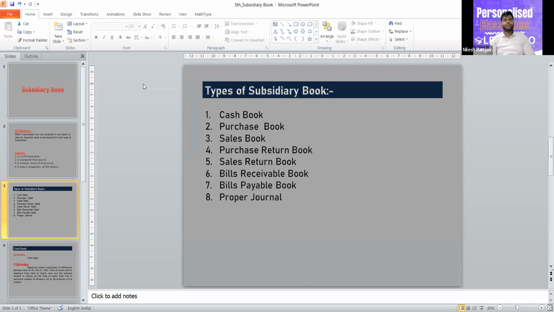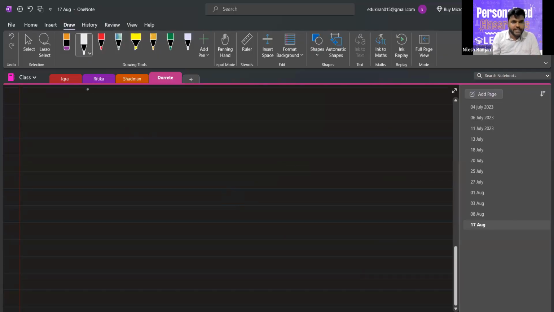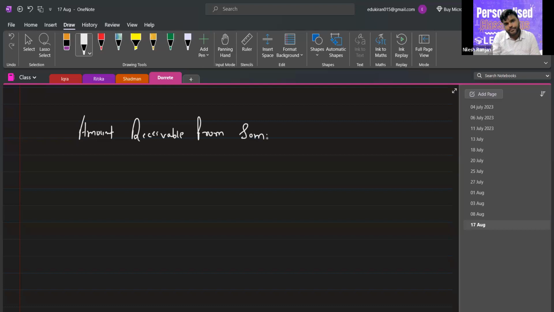No, sir. I don't know, sir. So whenever we have to receive an amount receivable from someone, let's say 10,000 rupees, that person can give us cash or check, or there are some other types of instrument that he can give us.